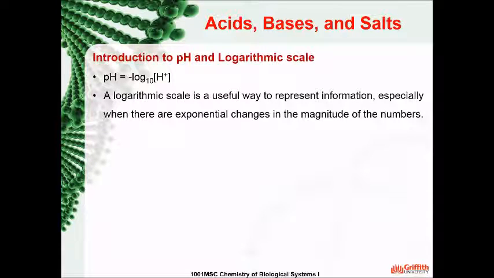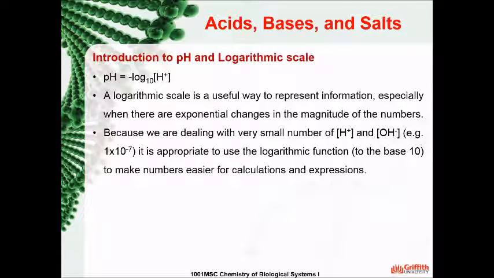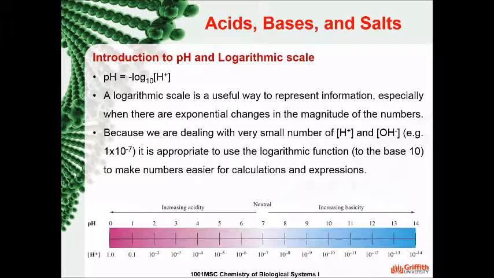A logarithmic scale is a useful way to represent information, especially when there are exponential changes in the magnitude of the numbers. Because we are dealing with very small numbers of hydrogen and hydroxide ions, it is appropriate to use the logarithmic function to the base of 10 to make numbers easier for calculations and expressions. The following graph shows the benefit of using the logarithmic scale to report the pH.